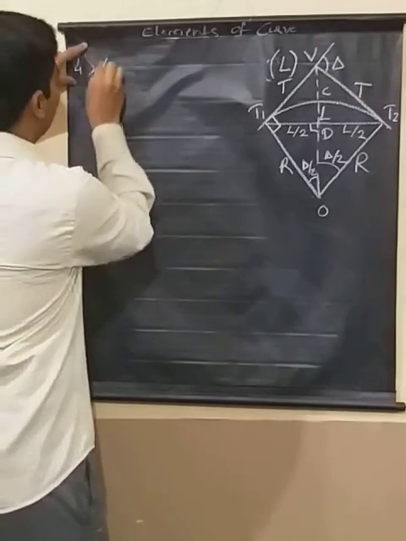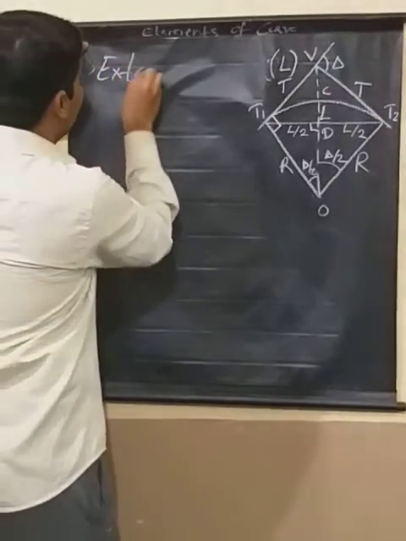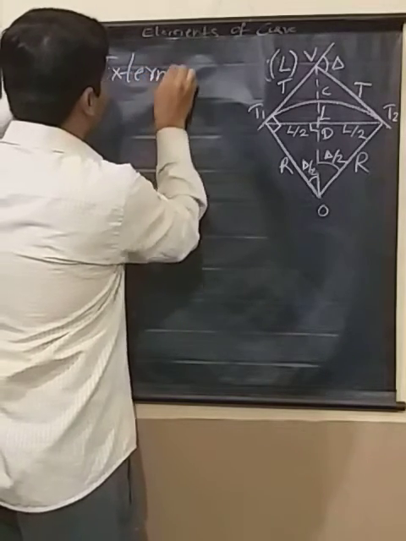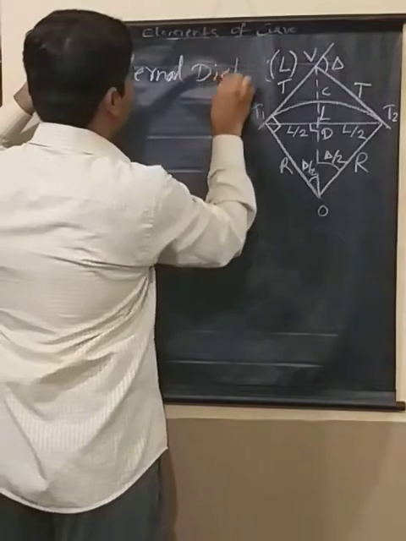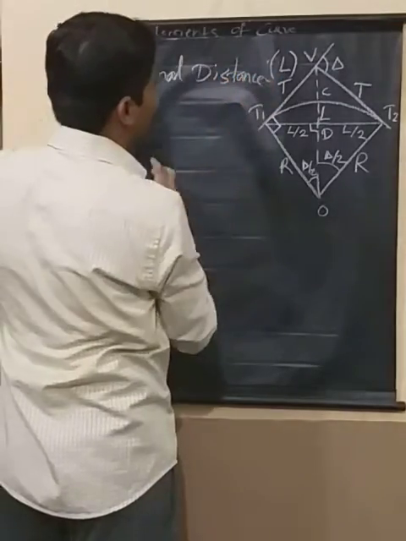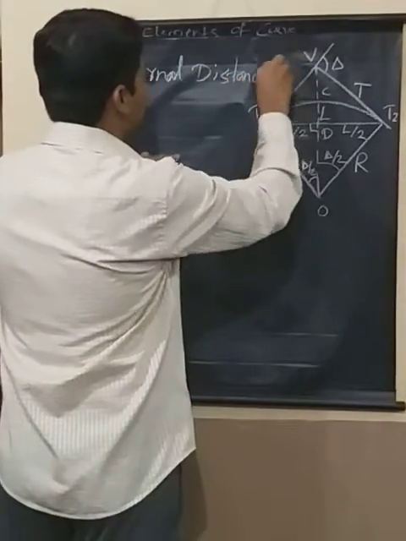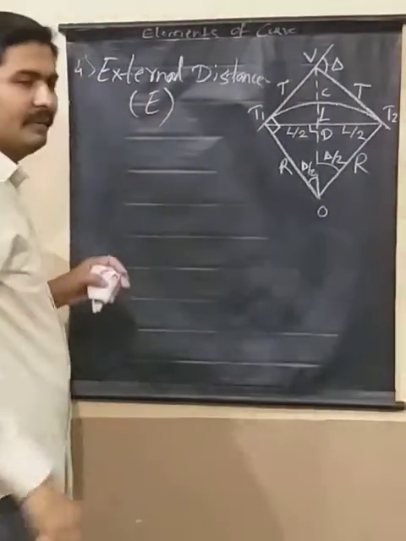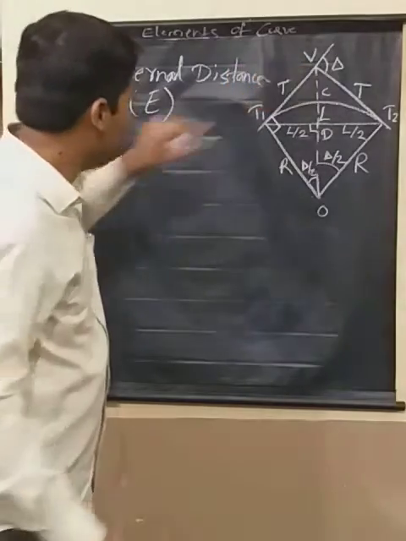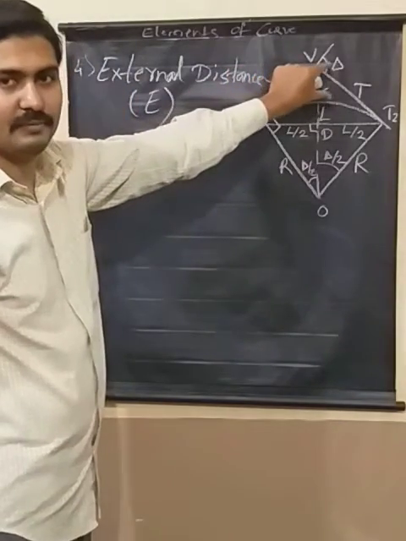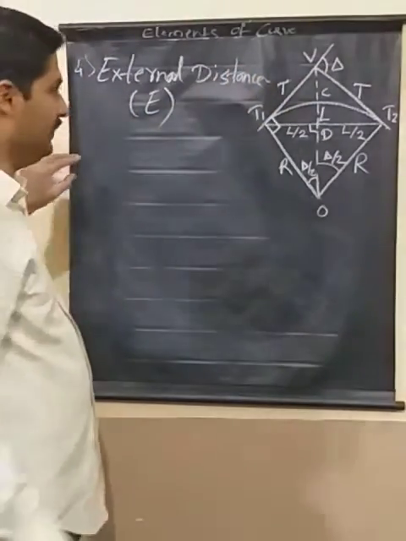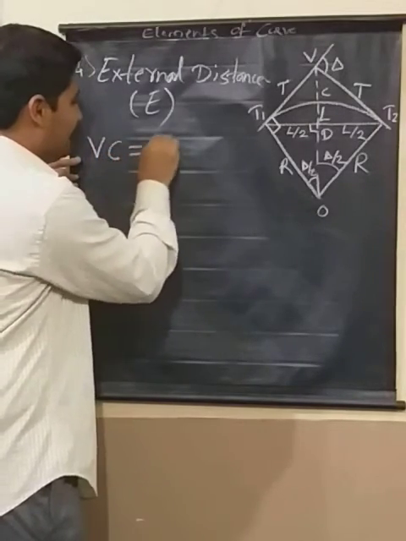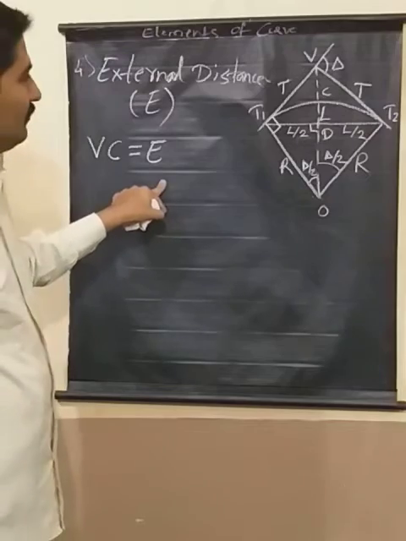Fourth, external distance. External distance is denoted by capital letter E. VC. VC is the one I am trying to find out, the external distance. So VC is the external distance which I am supposed to find out.